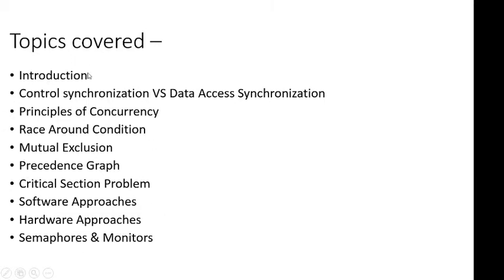talking about the introduction, a little bit of what synchronization is and what the different kinds of synchronization are, what the principles of concurrency are, then a few related terms that we must know before we dive into this subject matter: race conditions, mutual exclusion, precedence graph. What do you mean by the critical section problem?